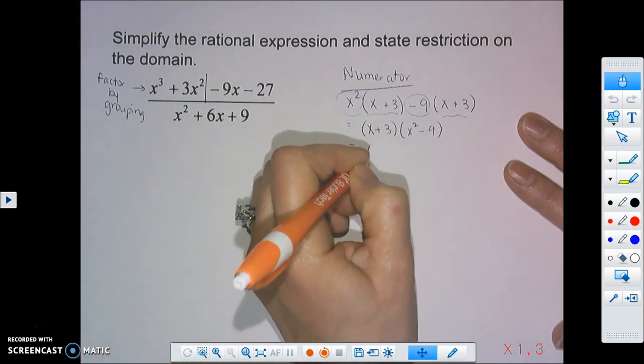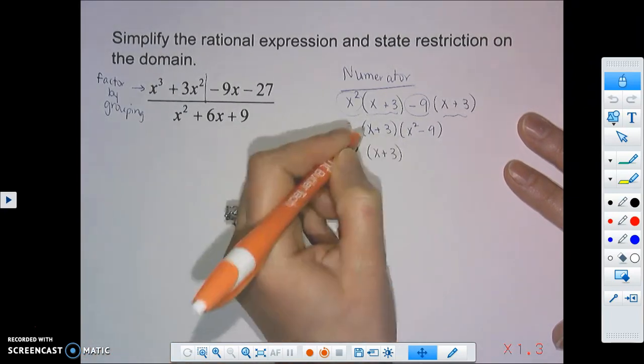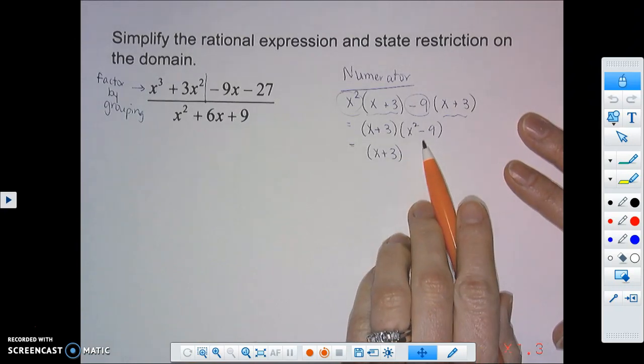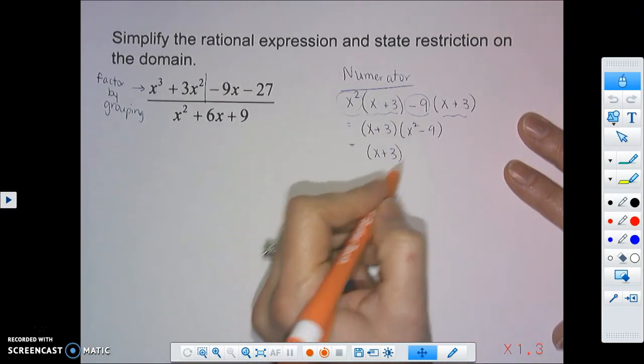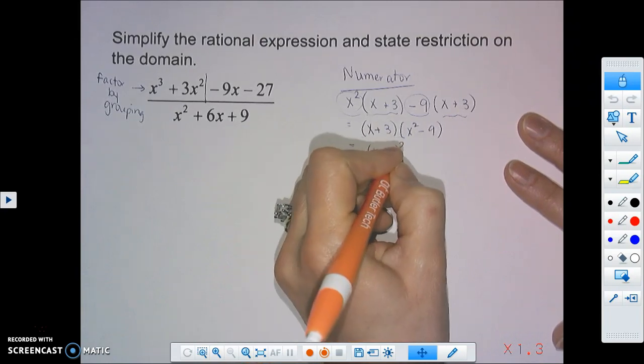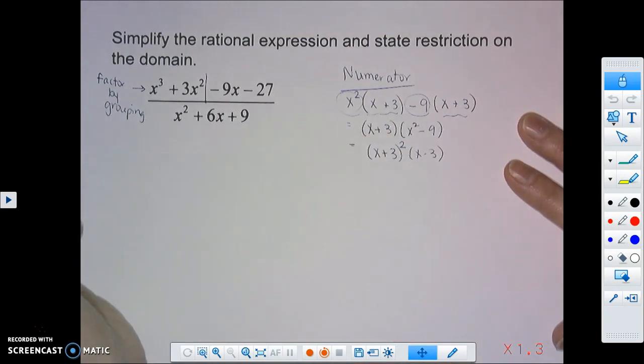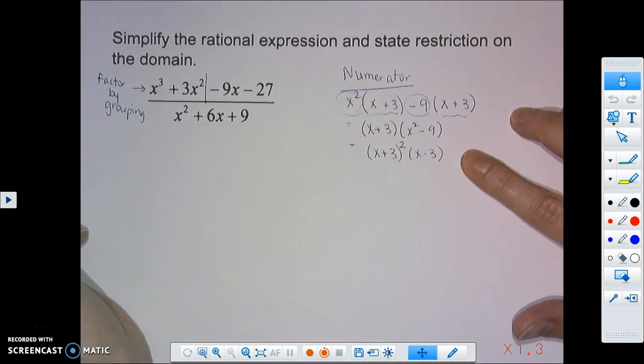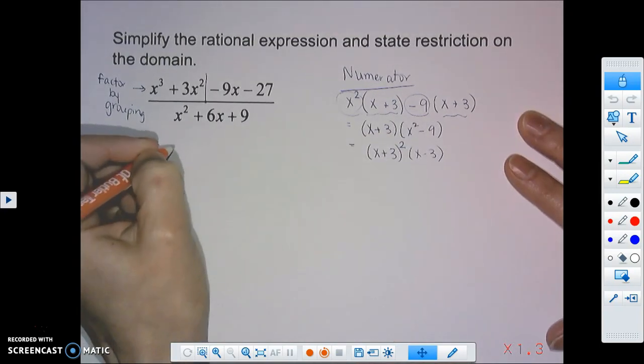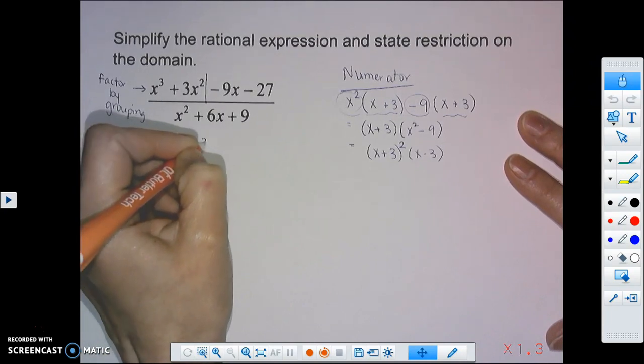So we're going to factor this, leave the x plus 3 alone. x squared minus 9 is a difference of squares, and that would factor into x plus 3 and x minus 3. So we already had one x plus 3 here, we have another one, and we have an x minus 3. Okay, so that is as factored as that numerator can get. So I'm going to carry that over here in our question.